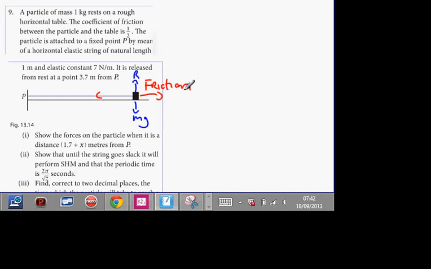Right, friction. Okay, now what it says is it's going to be 1.7 plus x. So the force on the particle when the distance is 1.7 plus x. It has a natural length of roughly 1. The equilibrium point probably will be 1.7. We can prove that in the next part, where if x doesn't exist, it has no acceleration, which means that the forces are in equilibrium, and this is your distance x. Okay, starting off, R equals mg.